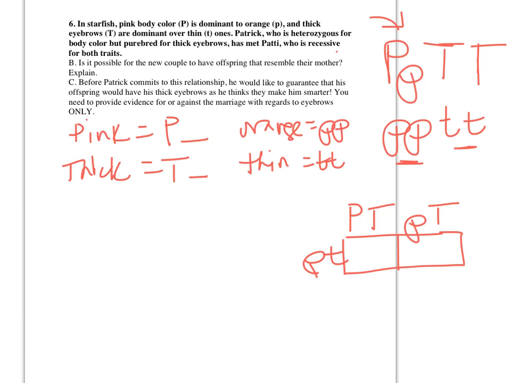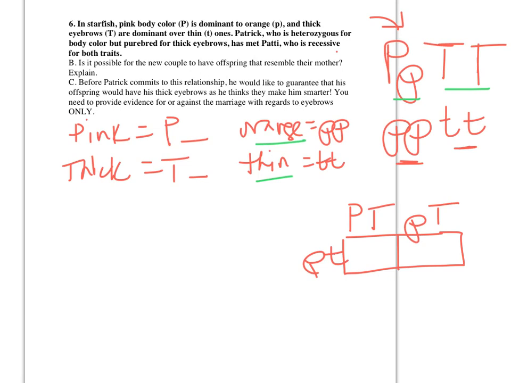So what is Patty's phenotype if she's recessive for both? She is orange with thin eyebrows, right? Whereas Patrick is pink with thick eyebrows. Okay, so then the question is, is it possible for the new couple to have offspring that resemble their mother? So can they look like their mother? Because mom's double recessive, the only way to look like her is to be double recessive.